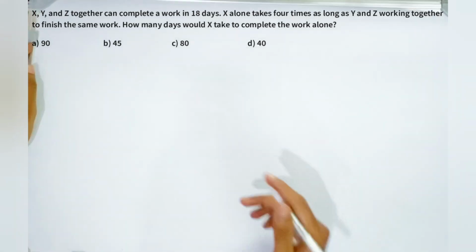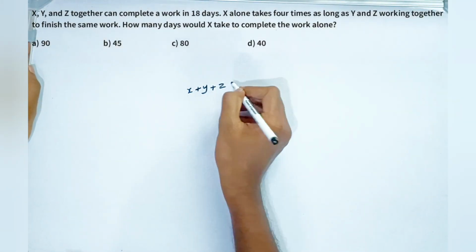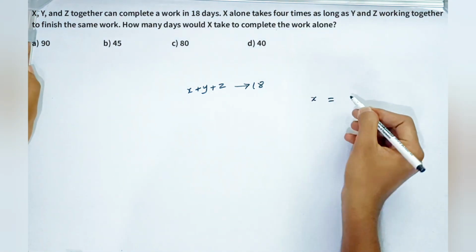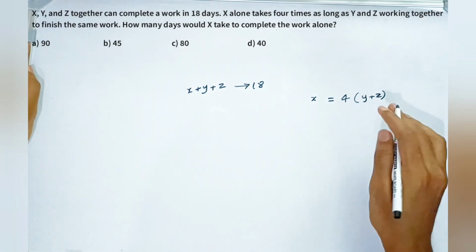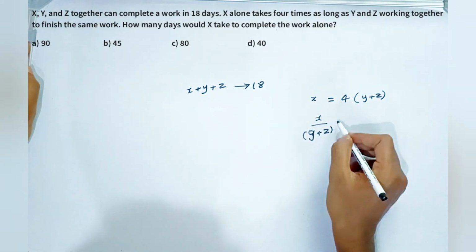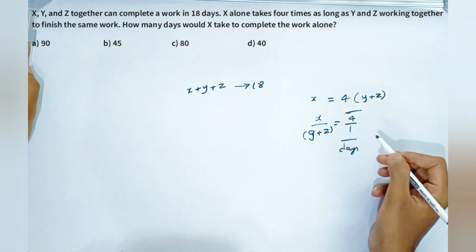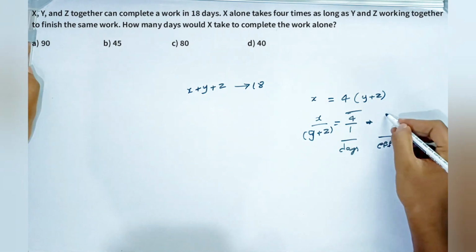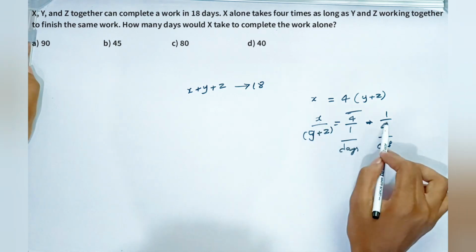Okay, going to the next question. It is given that there are 3 people, X, Y and Z, who together can complete a work in 18 days. It is given that X alone takes 4 times as long as Y and Z together. So X to Y plus Z is 4 by 1, and this is the number of days X has taken. If you want to calculate the efficiency, it is nothing but the reverse of this. So 1 by 4, which means X to Y plus Z efficiency is 1 by 4.